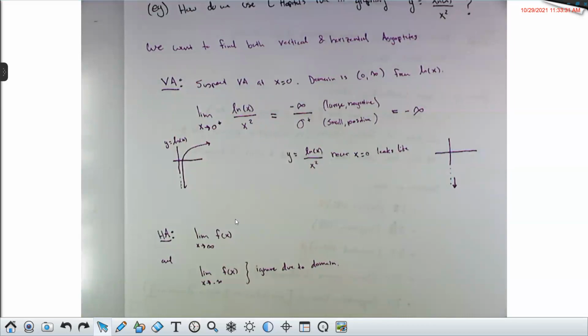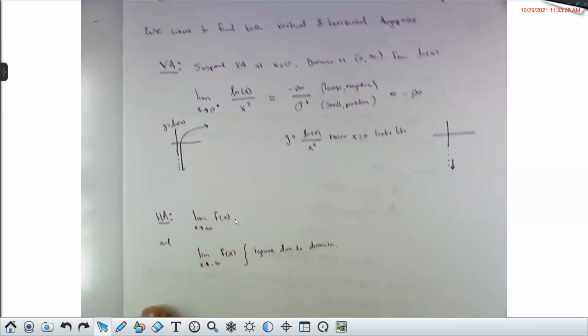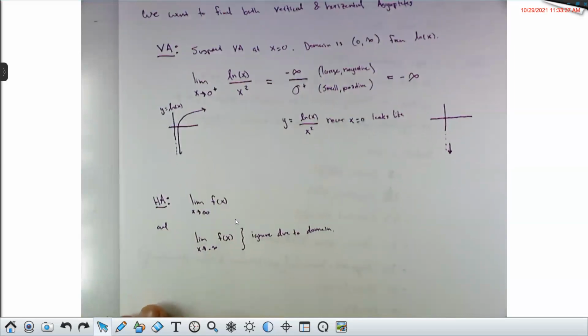And with vertical asymptotes, we don't do that as one. We wouldn't do it as one limit as x approaches 0. We would do it as x approaches 0 from the left and from the right in case they go opposite. Yeah, it's wise to investigate them from either side.